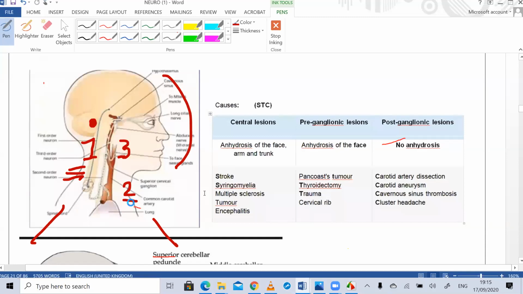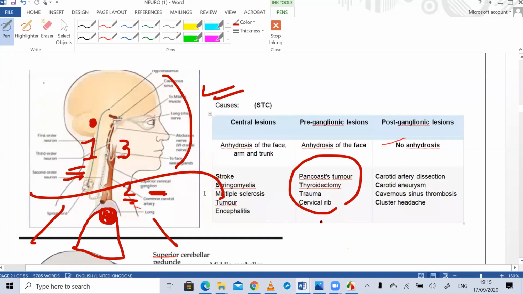But at the level of the second order neuron, like the famous Pancoast tumor, it will affect the level of the superior cervical ganglia. Then you will not have loss of sweating in the trunk. You will have loss of sweating in the face only. Pancoast tumor, trauma, cervical rib, anything at this level, will lose the sweating at the face only, not the trunk.